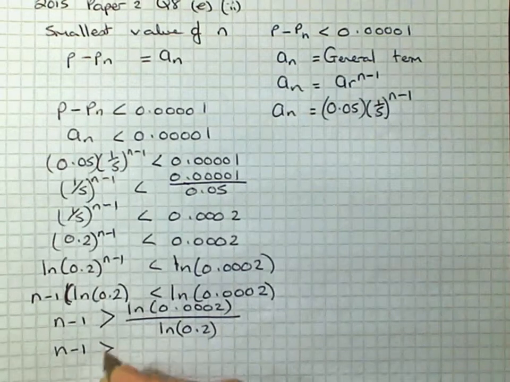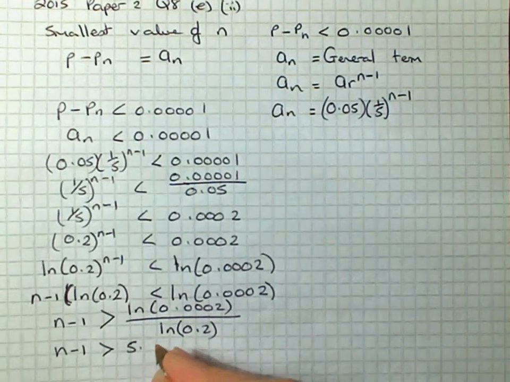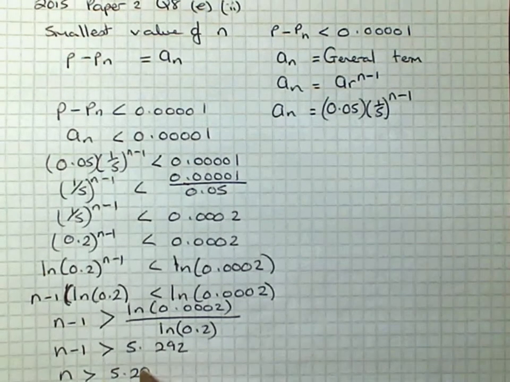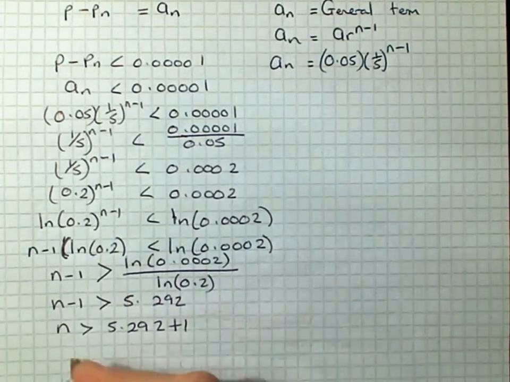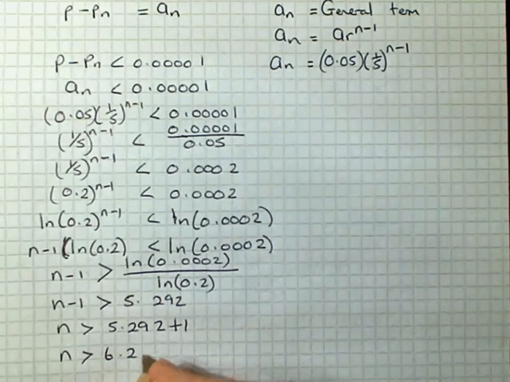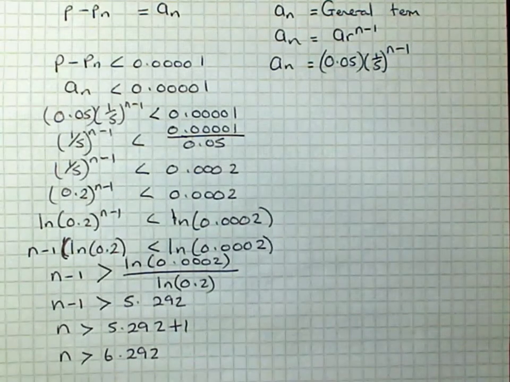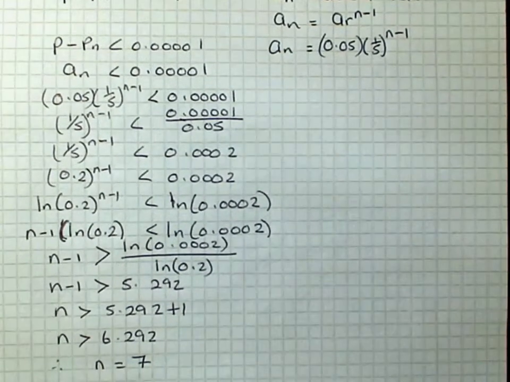So n minus 1 is greater than, when we work that out, 5.292, and n is greater than 5.292 plus 1. So n is greater than 6.292, and the question asked us to find the smallest value of n, so therefore the smallest value of n is n equal to 7.